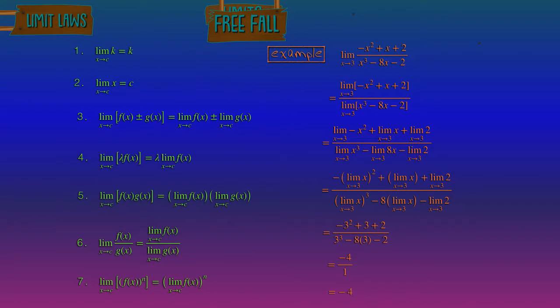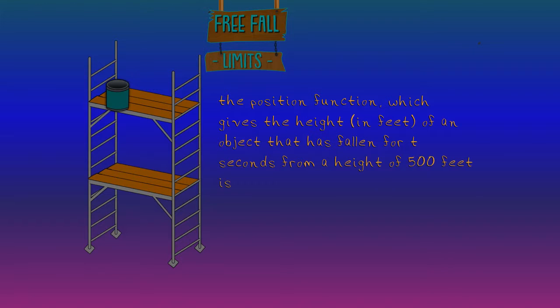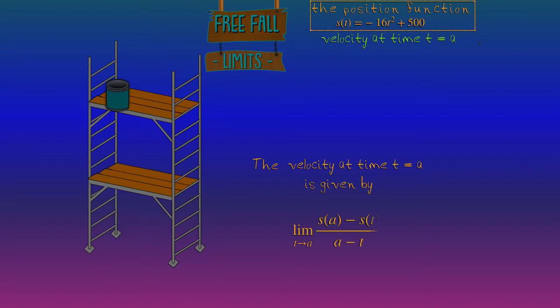All right. So for an application now. The position function gives the height in feet of an object that has fallen for t seconds from a height of 500 feet in this case, because we have that 500 in the function. So there it is, s of t. And the velocity at time t equals a is given by the limit as t approaches a of s of a minus s of t divided by a minus t. So we'll put that up there.